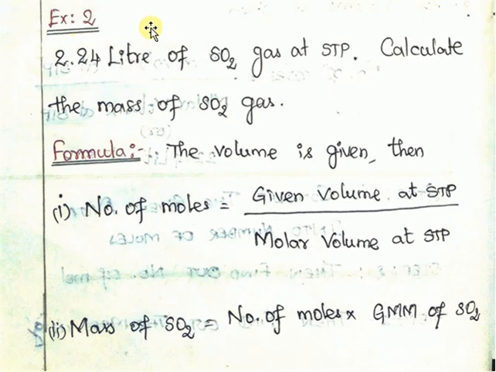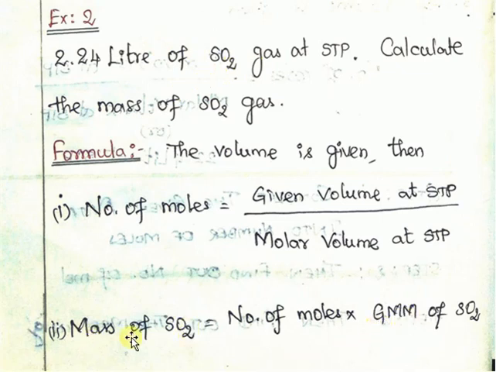I told you the first step is to calculate the number of moles. How do you calculate the number of moles? If volume is given, the number of moles is volume at STP divided by molar volume. What is the next step? By knowing the number of moles, we have to multiply with gram molecular mass, because it is a molecule. That's the reason we have to multiply with gram molecular mass.